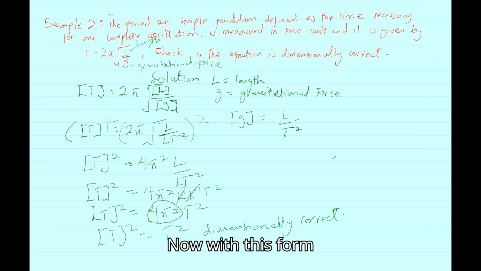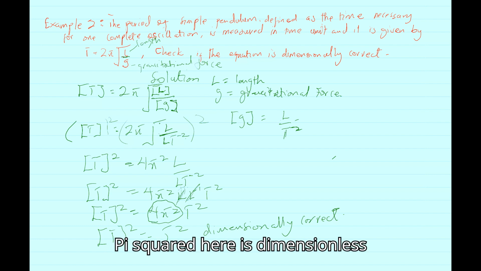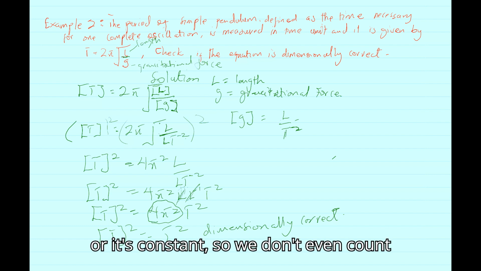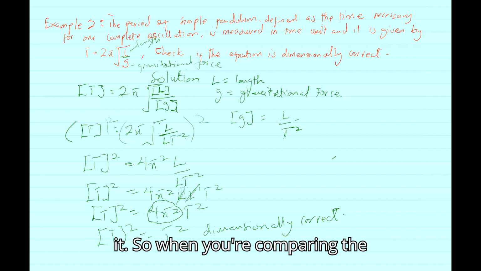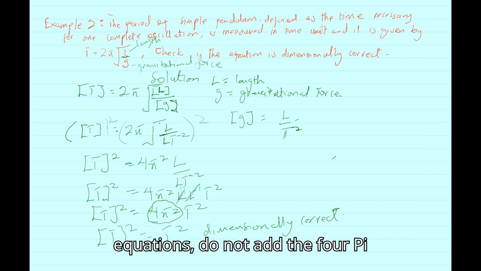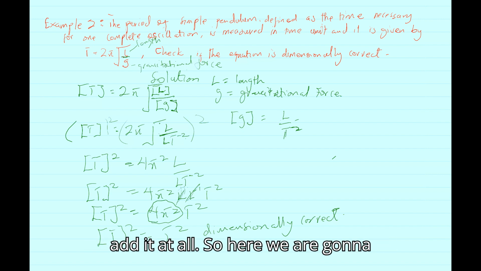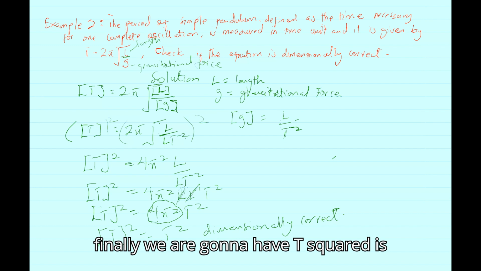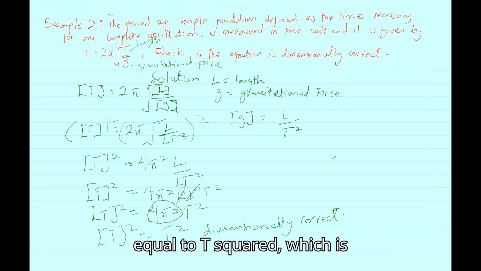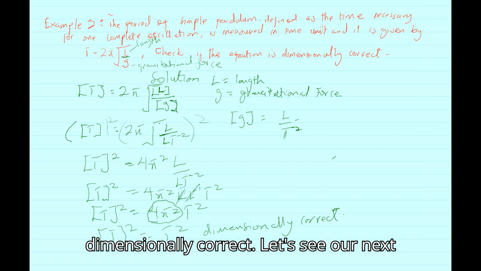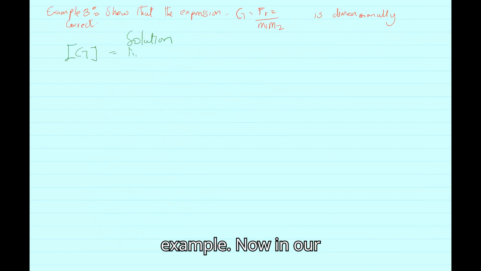Now, with this form of equation, the 4 pi squared here is dimensionless, it is a constant, so we don't even count it. When you're comparing the equations, do not add the 4 pi squared. It is dimensionless, so we don't add it at all. So here we have T squared is equal to T squared, which is dimensionally correct. Let's see our next example.